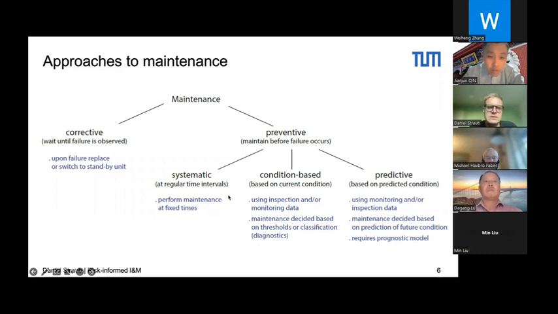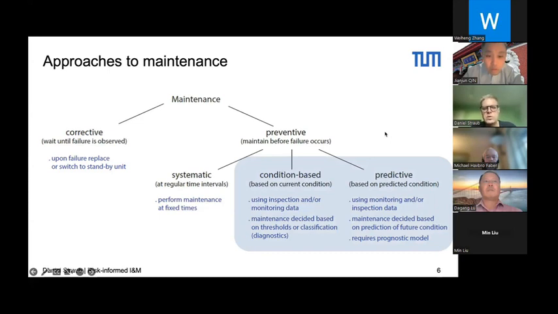Again, that's simple and it's quite effective in many cases, but it's still not as optimal. This is not as optimal as the two approaches on the right. It's simpler, but less optimized. So I'm going to look at the two approaches on the right here. You see the condition-based or predictive.